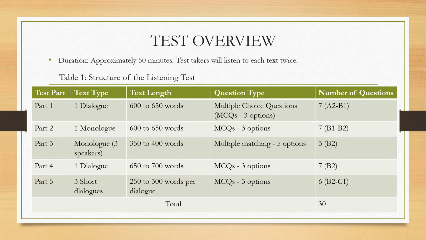And in the last part, which is part 5, you are going to listen to 3 unrelated dialogues, each of which is followed by 2 multiple choice questions of 3 options. So, in total, you have to answer 30 questions within 50 minutes. You will be given 15 to 30 seconds to go through the questions before each listening text is played, and the listening text will be played twice.